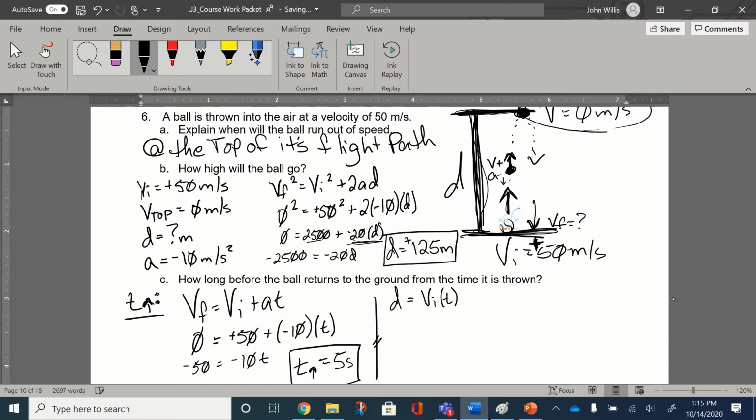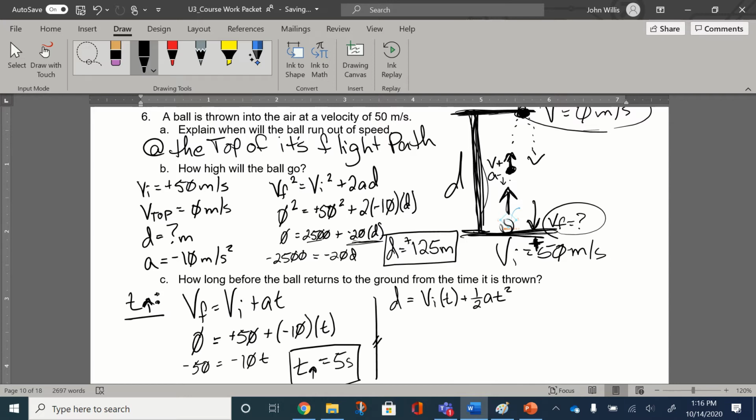Distance is equal to your initial velocity multiplied by time plus 1/2 acceleration multiplied by the square of time. This is the only equation that doesn't contain final velocity, and because I don't know yet what that is, I can't use it. So I need to know the distance that this object went.